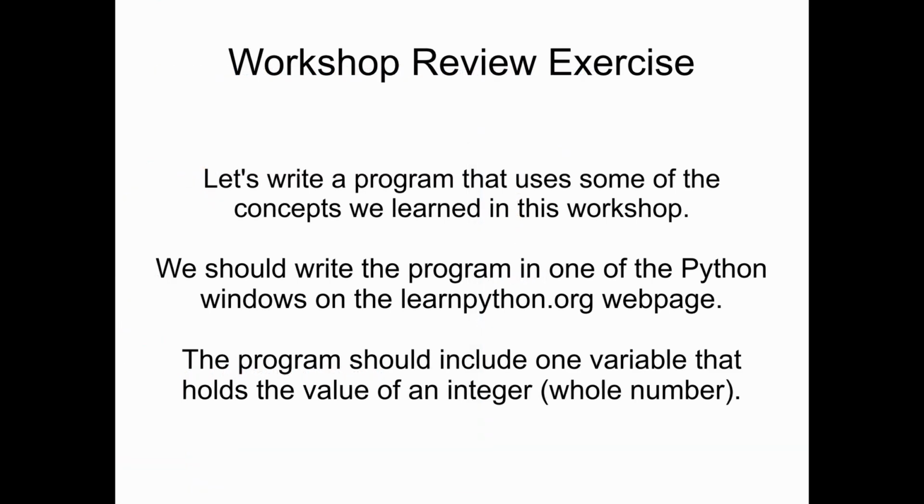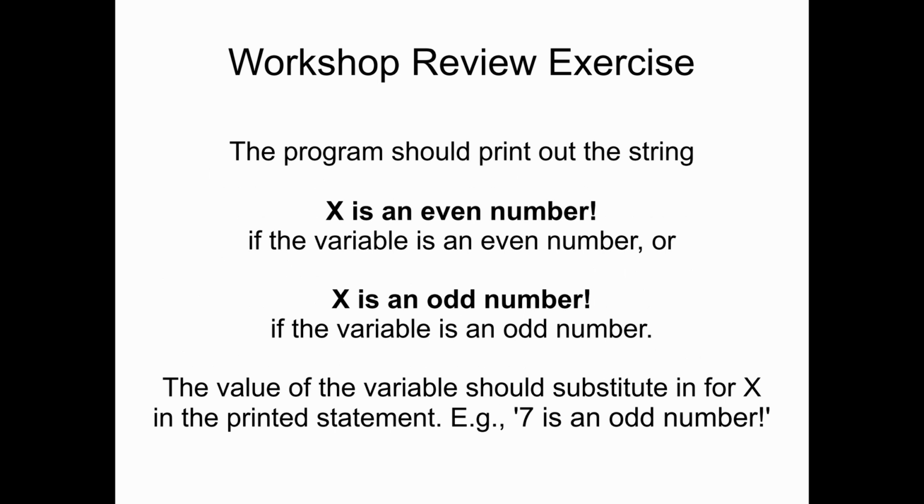Let's write a program that uses some of the concepts we learned in this workshop. We should write the program in one of the Python windows on the learnpython.org webpage. The program should include one variable that holds the value of an integer. The program should print out the string "x is an even number" if the variable is an even number, or "x is an odd number" if the variable is an odd number. The value of the variable should substitute in for x in the printed statement. For example, "7 is an odd number."